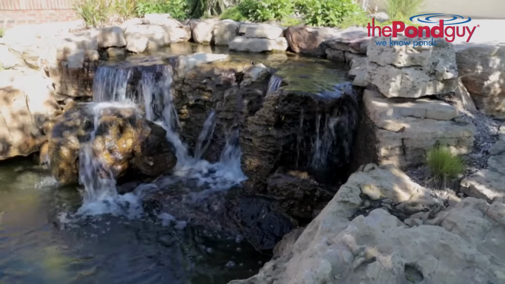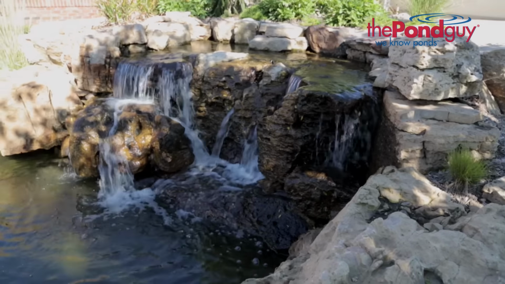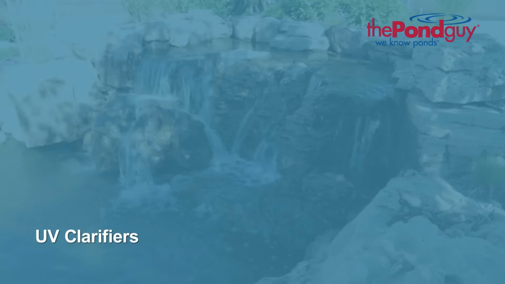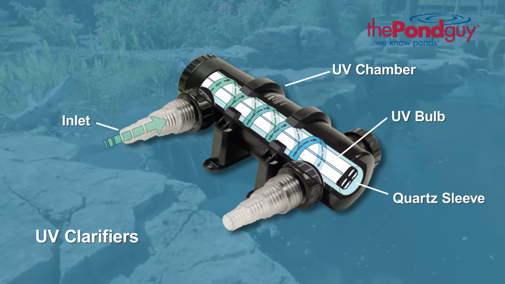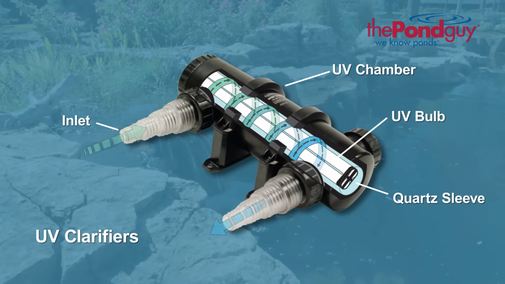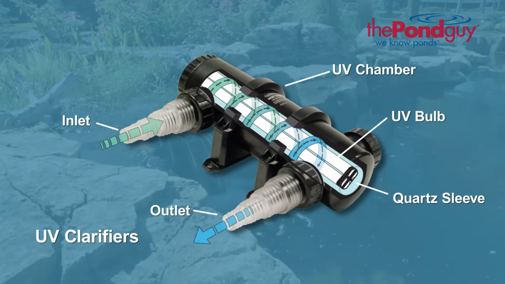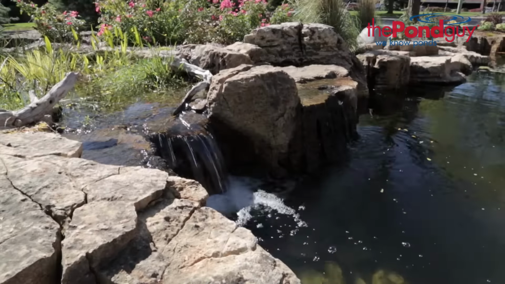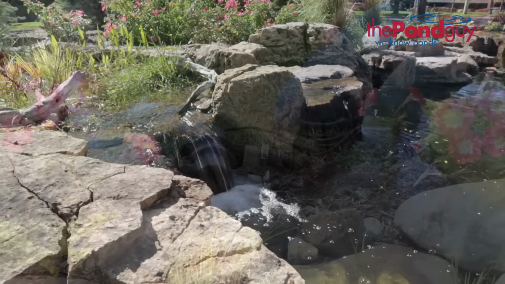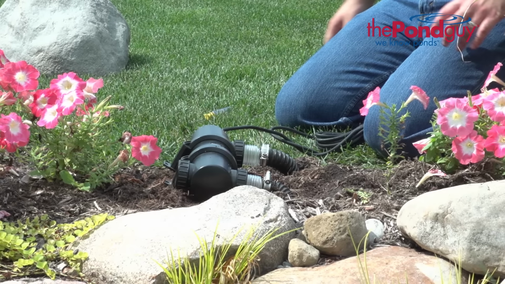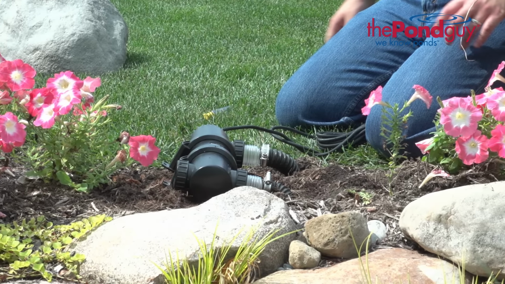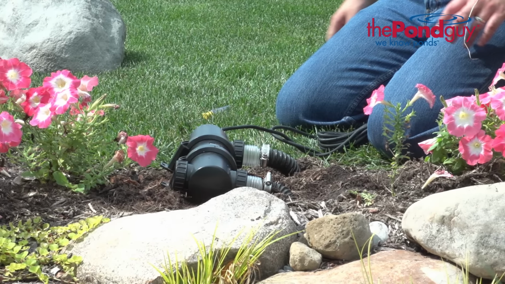For ponds in full sun or that have a chronic green water issue, UV clarifiers are a great option. UV clarifiers destroy the ultrafine planktonic algae that cause green water. The dead algae then clumps together and is removed by your mechanical filter, leaving your pond crystal clear. UV clarifiers can easily be incorporated into new or existing ponds by installing them in line with your plumbing.